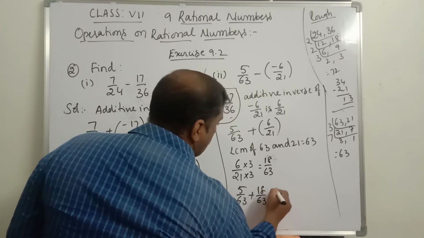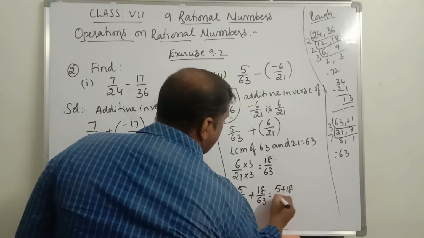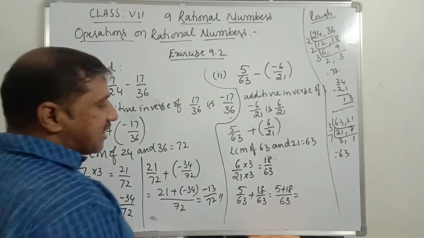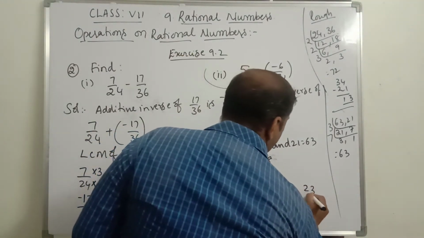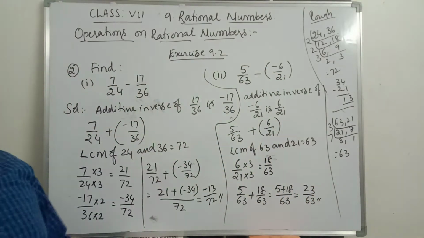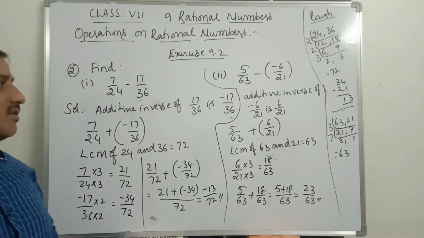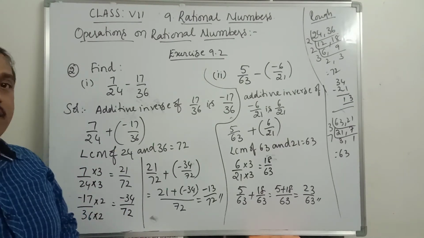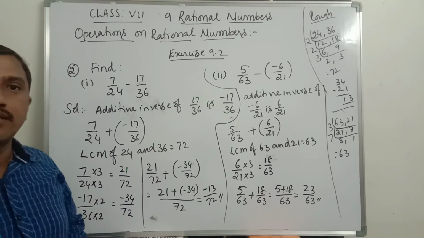Now add the numerators. 5 plus 18 divided by 63, 5 plus 18 is equal to 23. 23 divided by 63 is the result of those two given rational numbers. So what is the concept? We will follow the concept of integers and fractions. Clear?